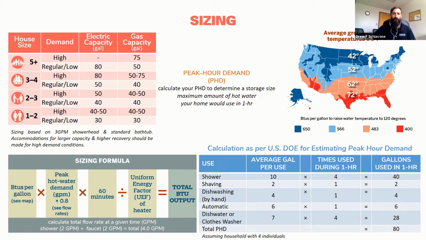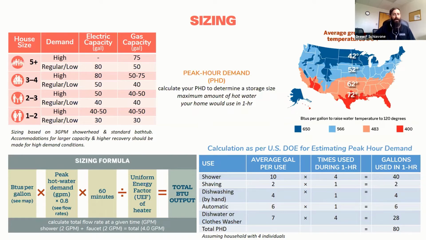Okay, and so that's what I've included there up in the red or pink chart. The more people you have, the bigger capacity water heater you're going to have. And so you can find different resources. You can reference the manufacturer that you're considering, and you can see what they recommend.